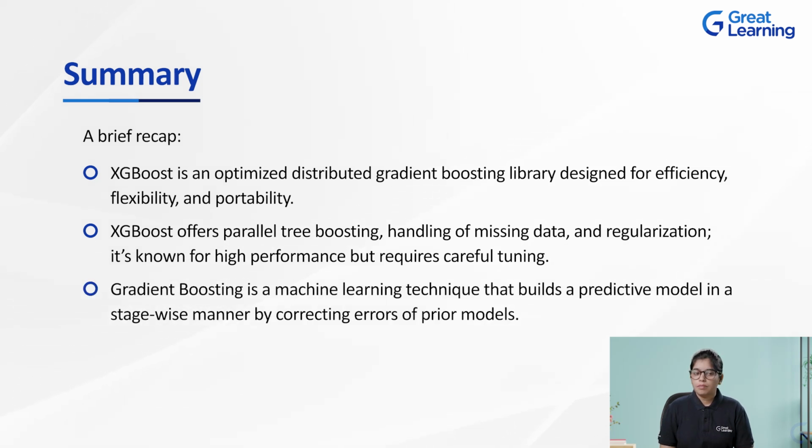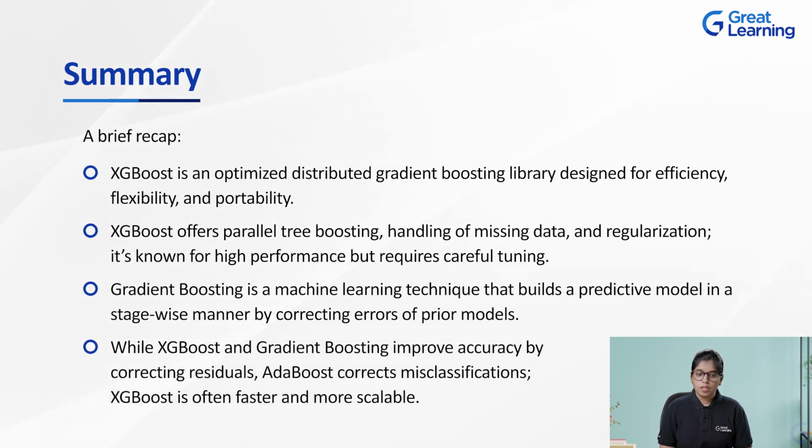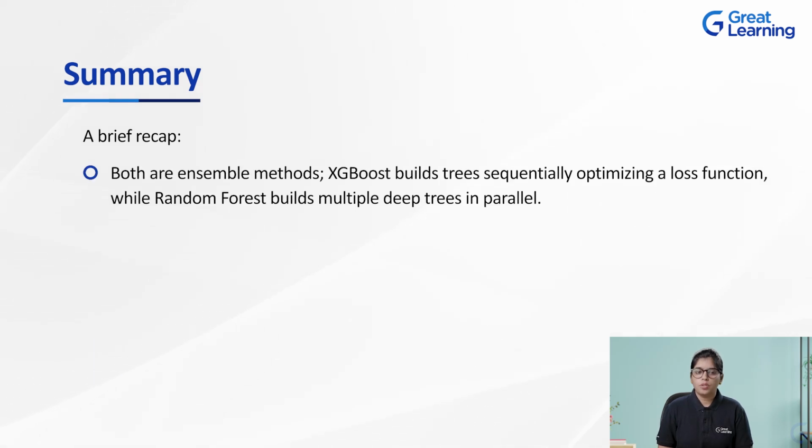Gradient boosting is a machine learning technique that builds a predictive model in a stage-wise manner by correcting errors of prior models. Then we covered that while XGBoost and gradient boosting improve accuracy by correcting residuals, AdaBoost corrects misclassification, and XGBoost is often faster and more scalable than gradient boosting and AdaBoost. The next thing we covered is that both random forest and XGBoost are ensemble methods. XGBoost builds trees sequentially, optimizing a loss function, while random forest builds multiple deep trees in parallel.